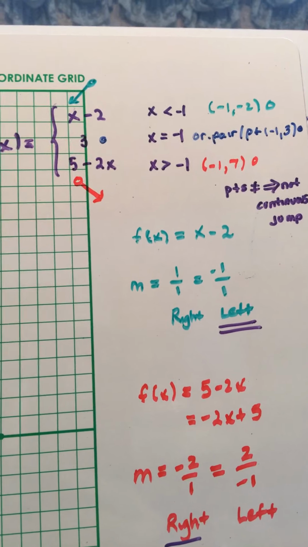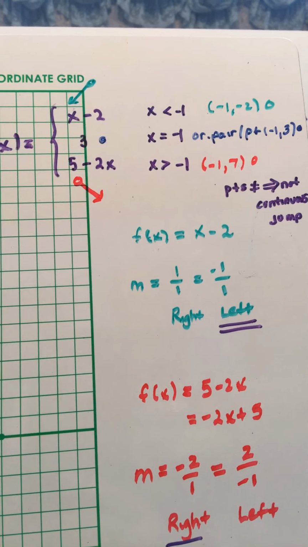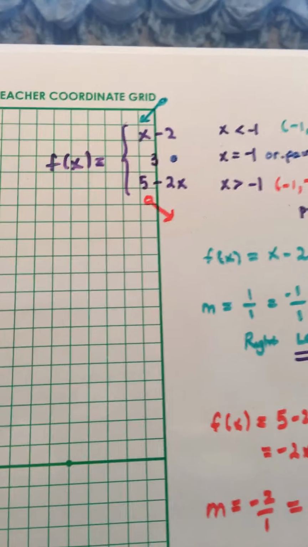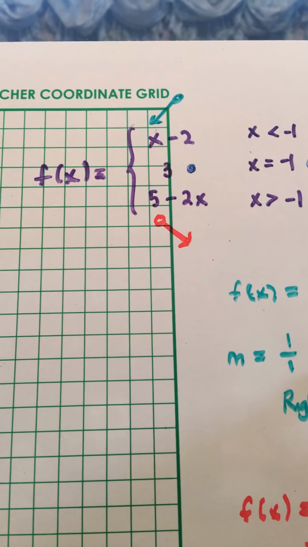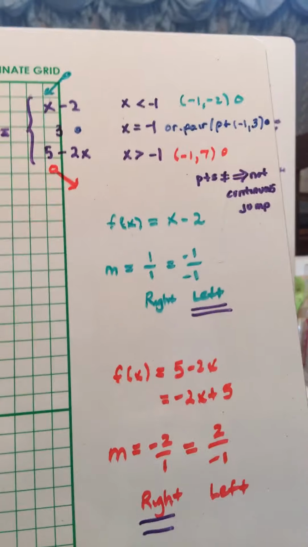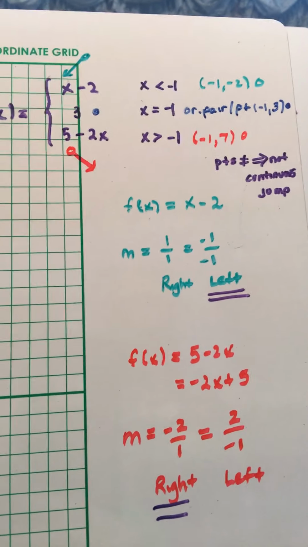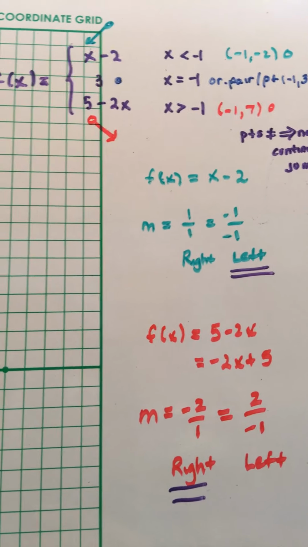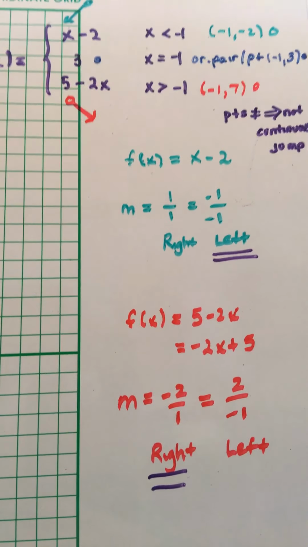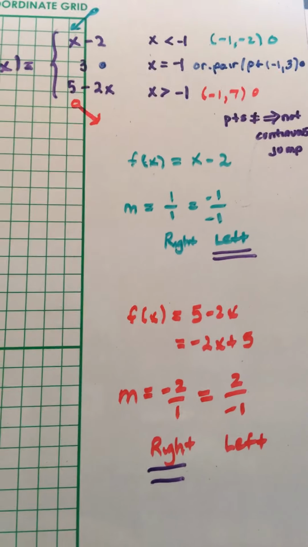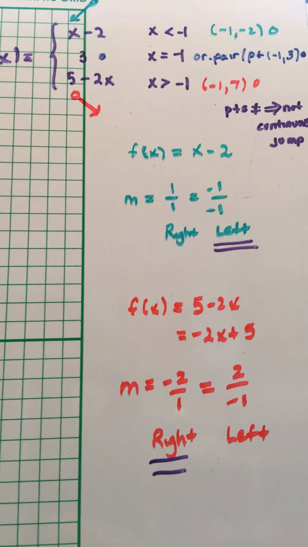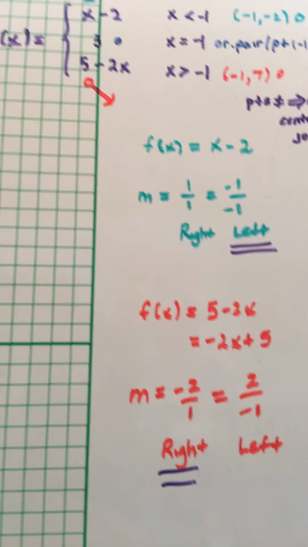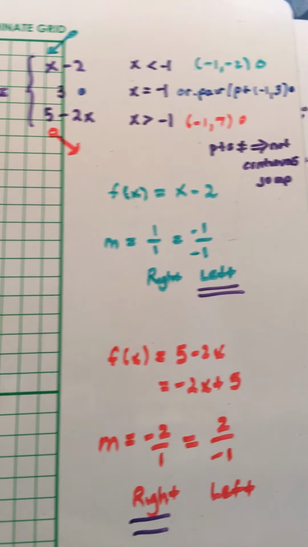So when I'm doing the green section, f of x equals x minus 2, my slope is positive 1. So it's 1 over 1 or negative 1 over negative 1. Since this is the left portion, I'm going to head left. And for the right portion, 5 minus 2x, for those of you that have issues, is negative 2x plus 5. The slope's negative 2 over 1 or 2 over negative 1. I'm heading on the right side, so I want to go down 2, right 1. And then I have the cute little point, negative 1, 3.